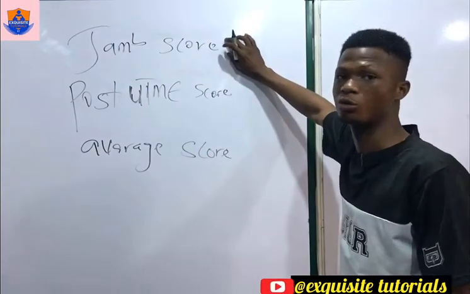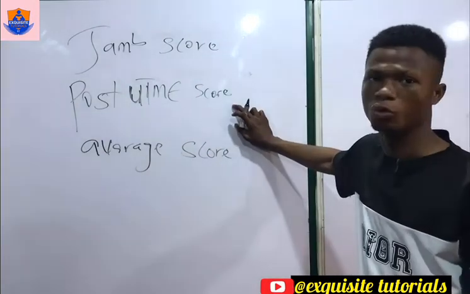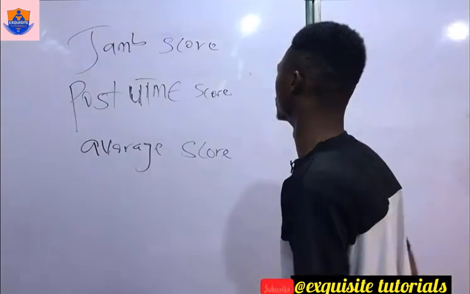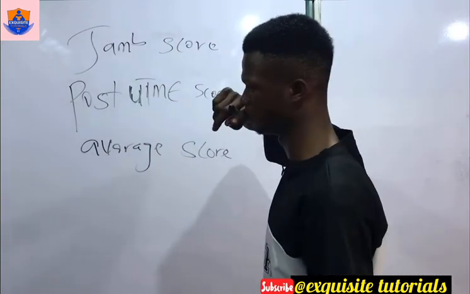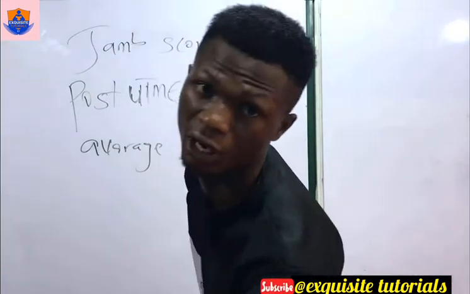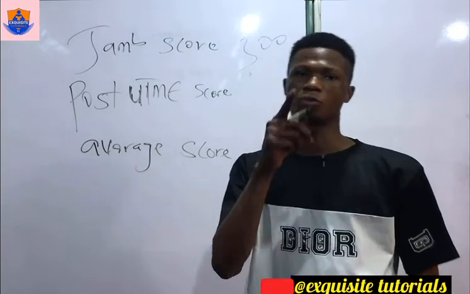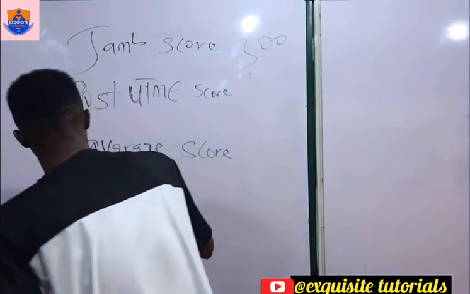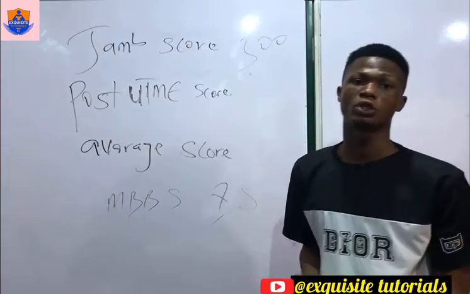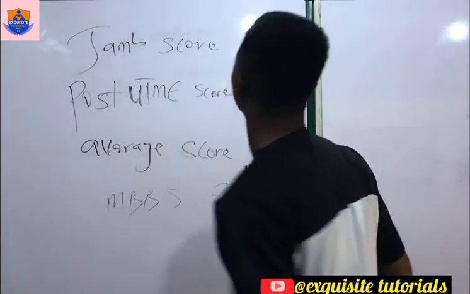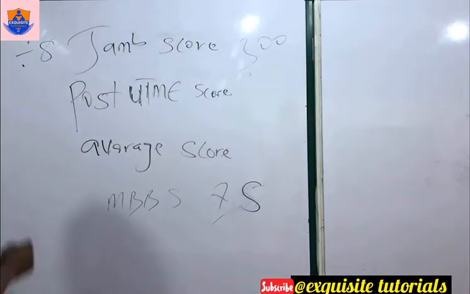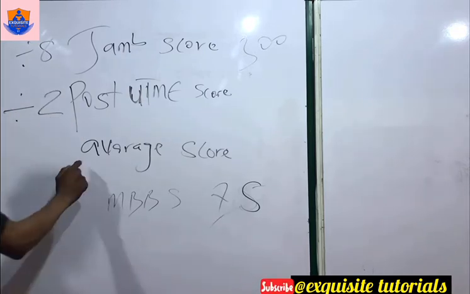Your JAMB score is the score you get in JAMB. Your post-UTME score is what you get in your post-UTME, and your average is an average of your scores for JAMB and your post-UTME. Now, this is where some students get it wrong. Let's say your JAMB score is 300. Now you have not written post-UTME and you are applying for a course where the average score required for your school, let's say for example MBBS in Uniben, is 75. Now what happens is that your JAMB score is divided by 8, and your post-UTME score is divided by 2 to get your average score.